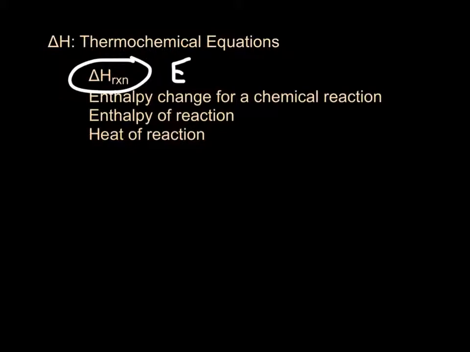It's an extensive property, which hopefully you remember, is a property that depends on the amount of material we have. So the amount of heat that a reaction produces or absorbs depends on the amount of reactants. So you're going to be looking at grams to moles, moles to grams, and remembering all of that stoichiometry is going to be important when we're talking about heat of reaction. This also means you're going to need a balanced chemical equation for every reaction we do.